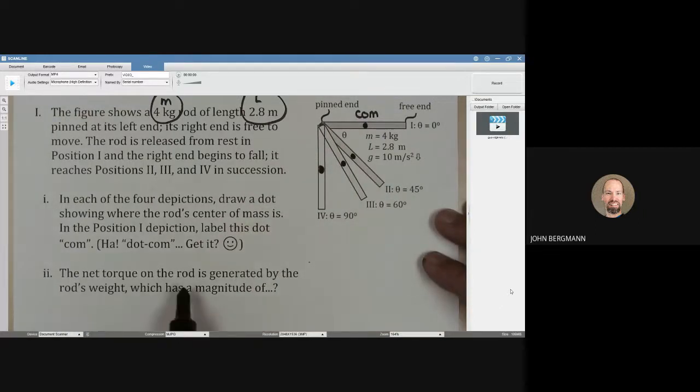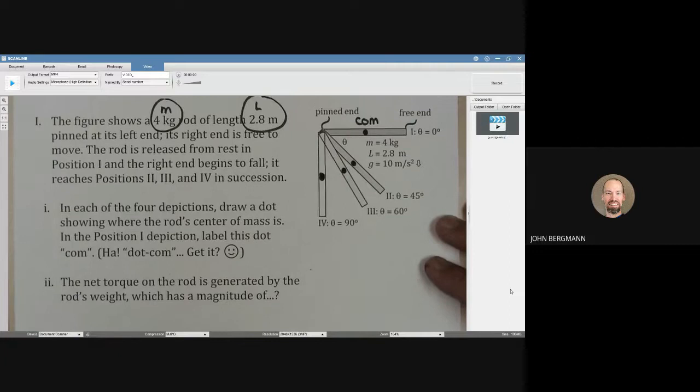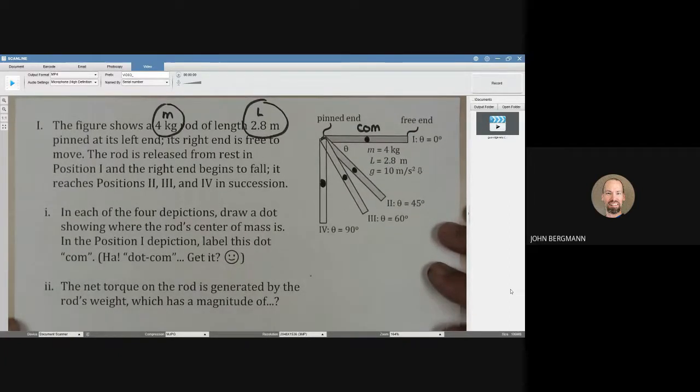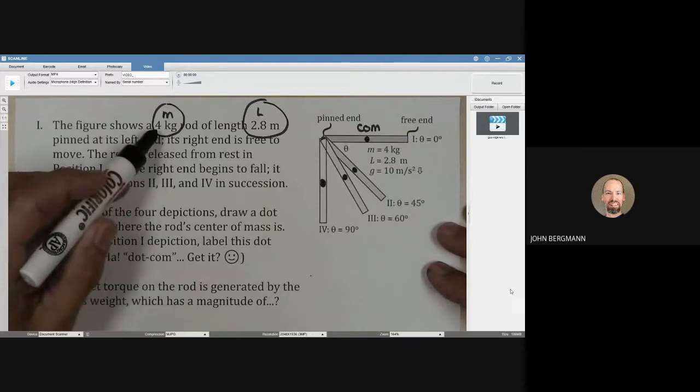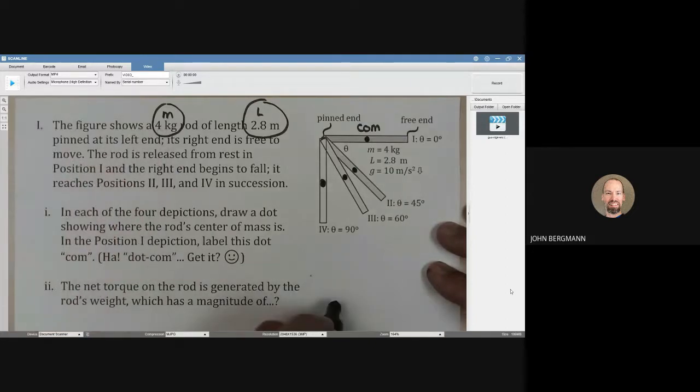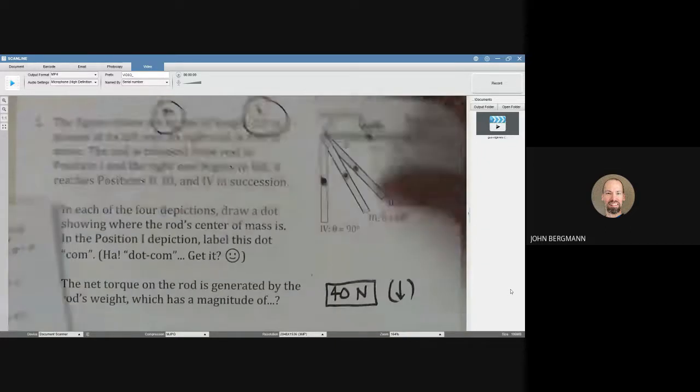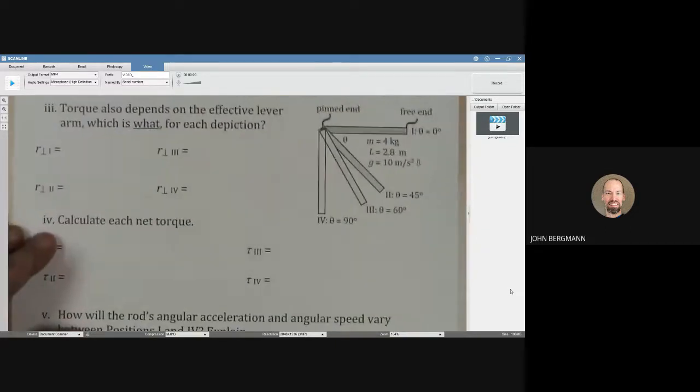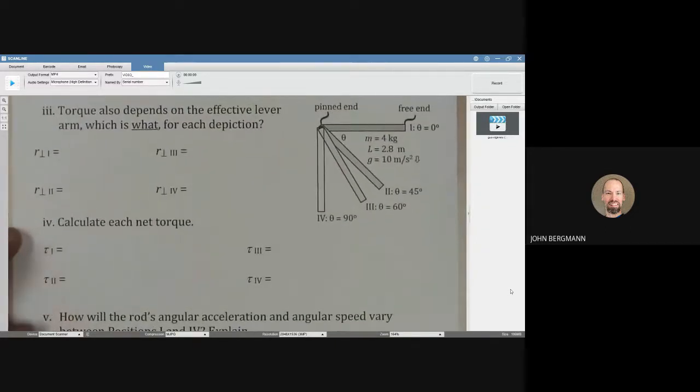The net torque of the rod is generated by the rod's weight. Well, what's weight? Weight is m times g. So m is 4 and g, we're assuming we're on Earth, is 10. So that's going to be 40 newtons. And of course, that acts straight downward like that. Torque also depends on the effective lever arm, which is what for each depiction.